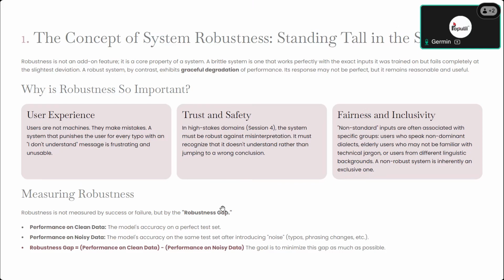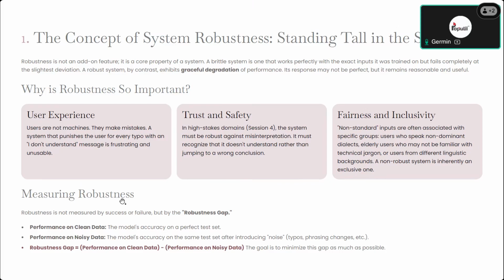So, in short, robustness isn't just about technical strengths, it's about empathy, reliability, and fairness. It's what makes a chatbot not only smart but also human friendly.